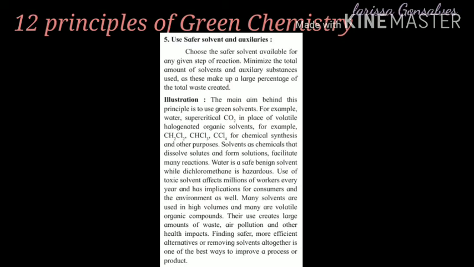Now, we move on to the fifth principle, that is use of safer solvents and auxiliaries. Chemical auxiliaries means separating agents, solvents, dispersing agents that are used in a chemical reaction. We need to choose a safer solvent for a particular step of reaction. So if we minimize the total amount of solvent and chemical auxiliaries used in a chemical reaction, then it can reduce a large amount of waste created by it.